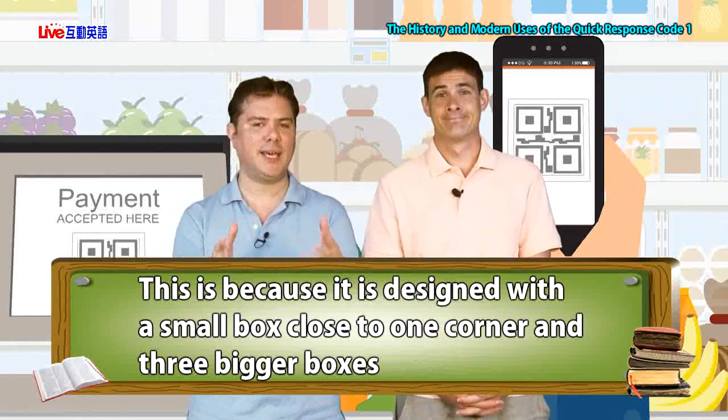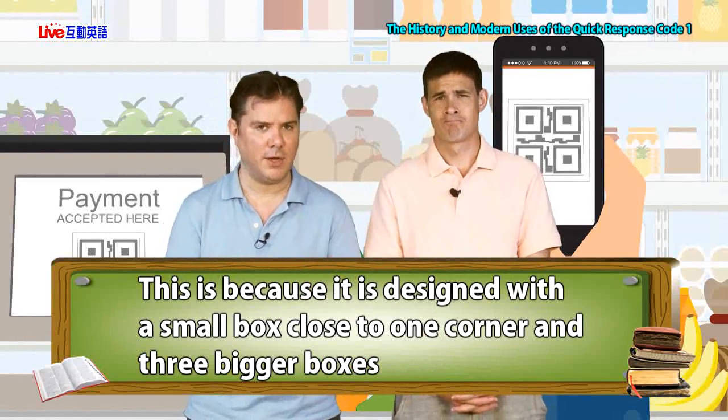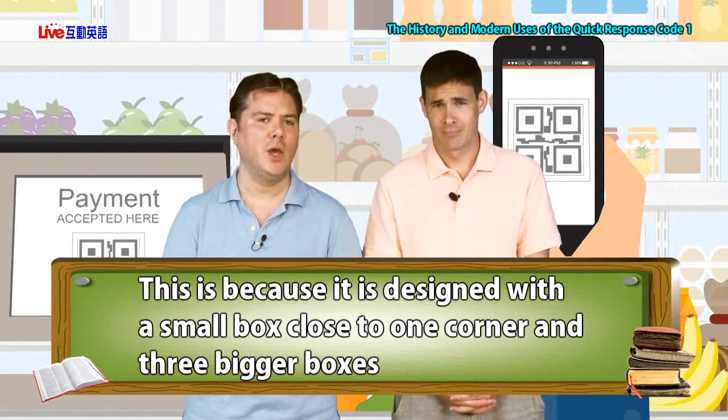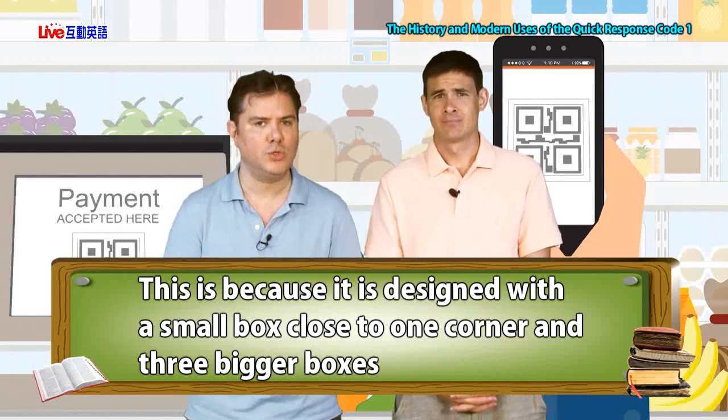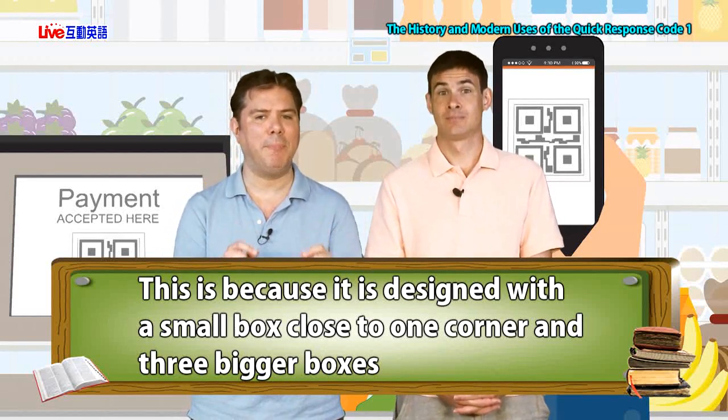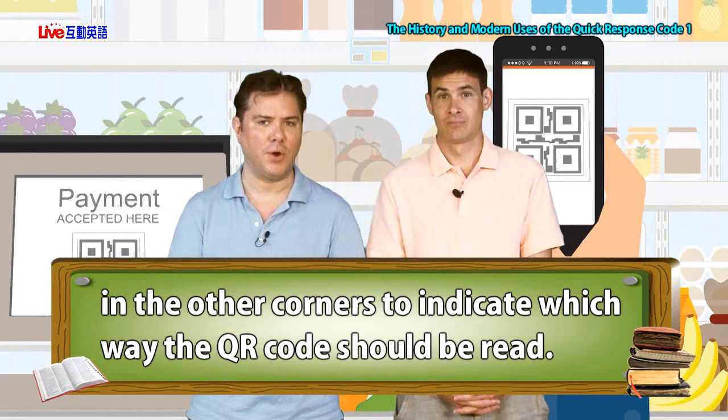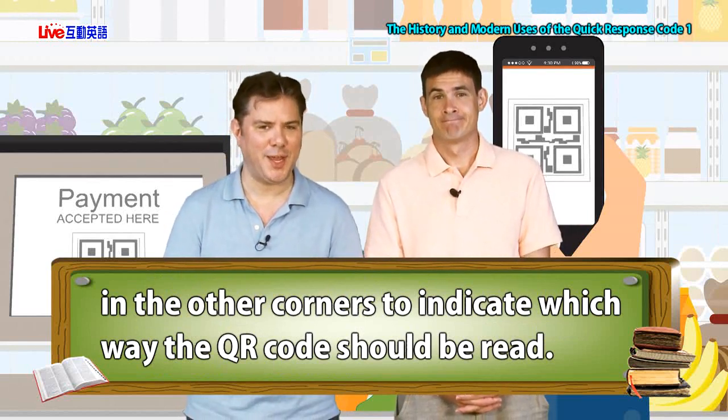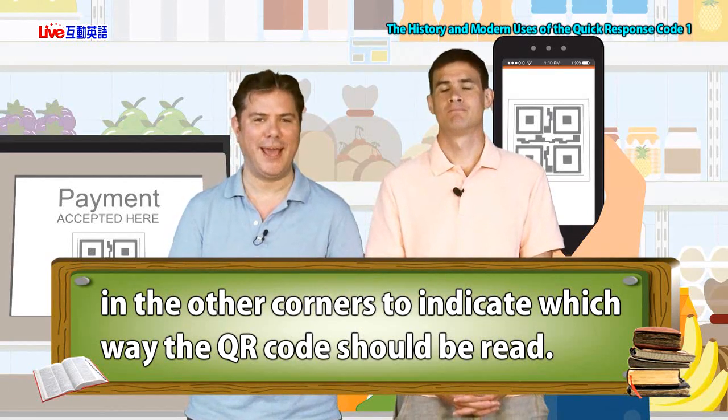And this is because the QR code is designed with a small box close to one corner and 3 bigger boxes in the other corners to indicate which way the QR code should be read. So basically, the way it's designed is telling the computer this side is up, this side is down. That way, the computer, even if it takes a slightly strange picture, can flip it around and read it correctly.